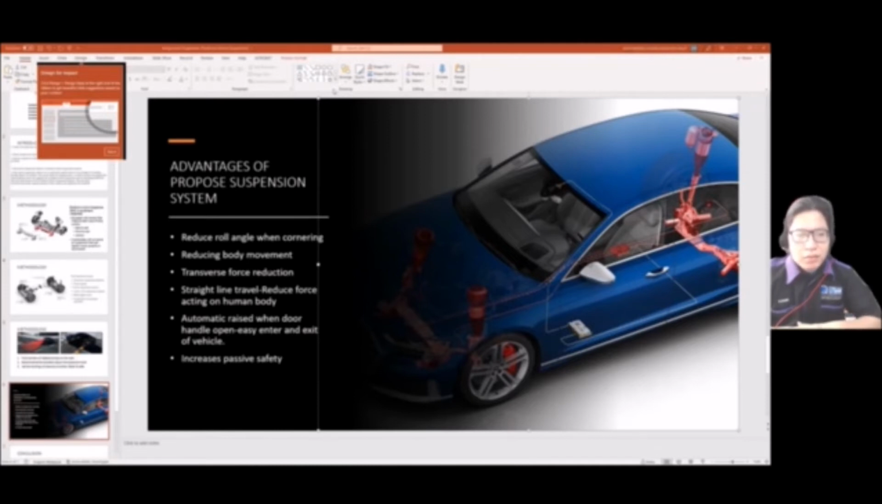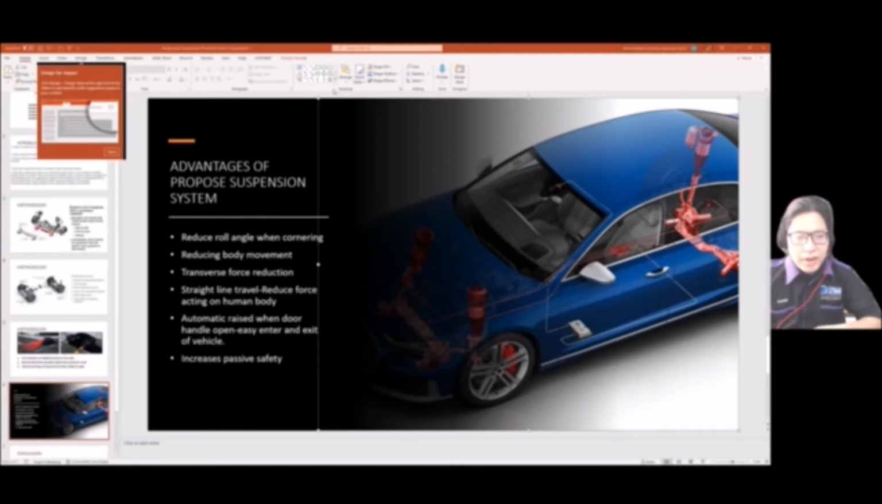Thirdly, the system also has a transverse force reduction, which when entering a bend, will raise the body on the outer side of the bend while lowering it on the other side. For straight line travel, in the Comfort Plus profile, predictive active suspension can equally reduce the forces acting on the human body. When accelerating hard or braking in a situation that could impact comfort, it equalizes the body pitching movement. Next, when the door handle of the AA is operated, the body is quickly raised up to 50 mm for even easier entry and exit of the vehicle.